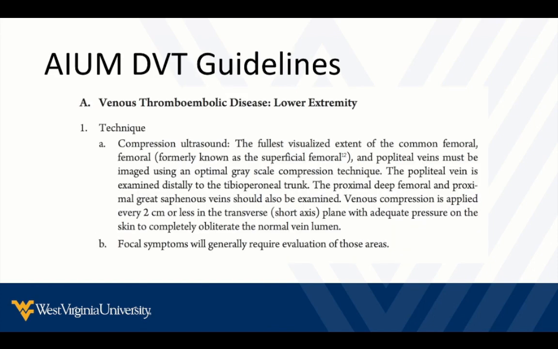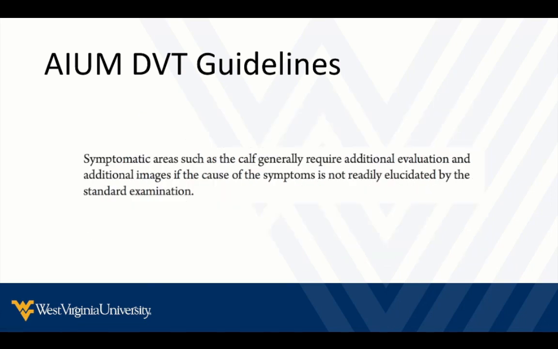This is just a review of the American Institute of Ultrasound in Medicine DVT guidelines. I'm not going to read these completely, but they essentially talk about how to do the exam in the way that we've described already. I will point out they do talk about any focal symptoms, so they say, here, it hurts right here on my calf. Look at those areas as well. Don't forget those areas. Again, emphasizing that they have a focal area in their calf that they say is red, swollen, or hurts. Take a look at that area, especially if you haven't found any diagnosis in the proximal leg.